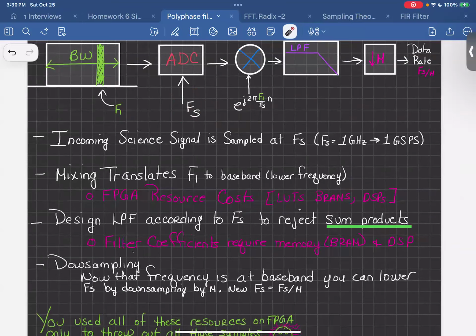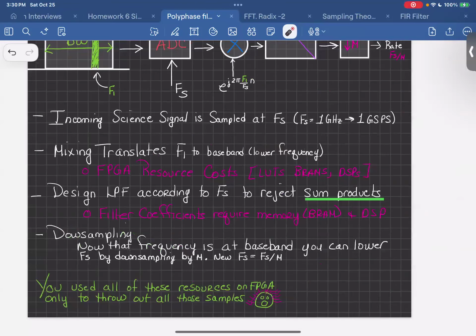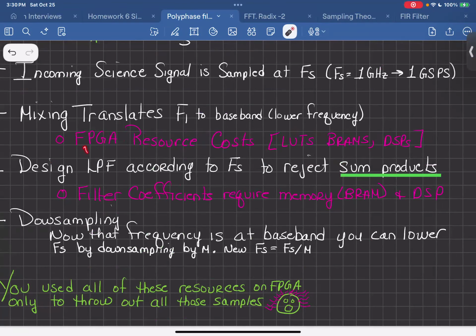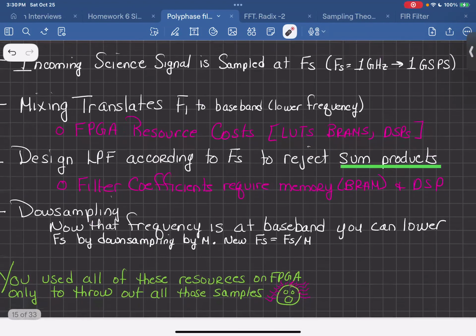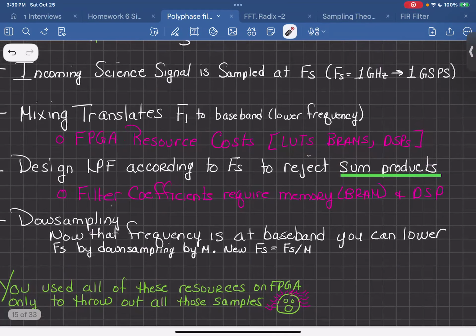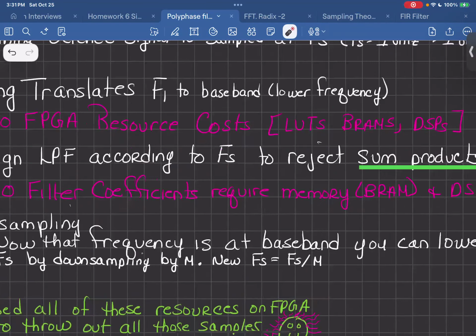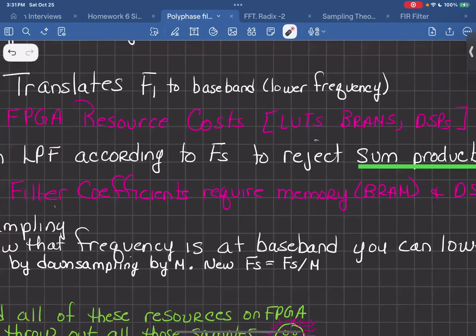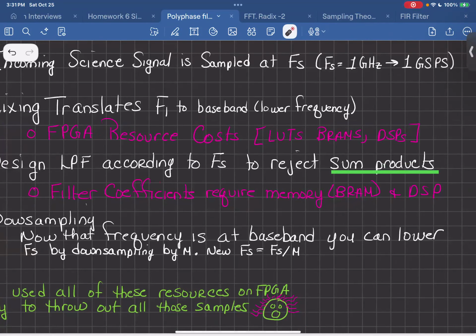Okay. So FPGA resources here, it costs us LUTs, block RAMs, DSP blocks. Okay. So now we need to design a low pass filter to reject the sum product. And we already know what that is. Again, we're using our filter, we have to store our filter coefficients. That requires memory and DSP resources.